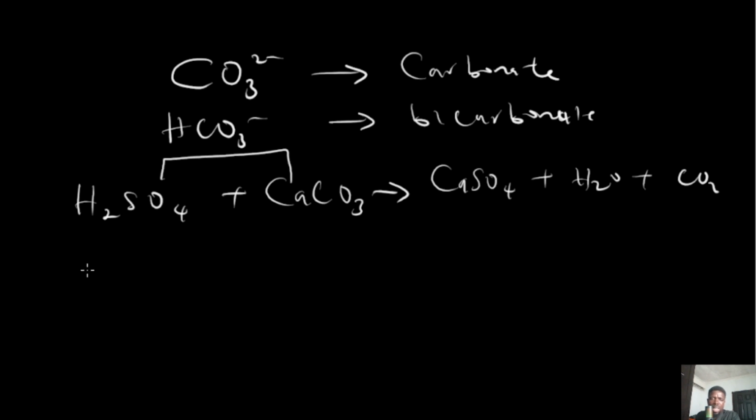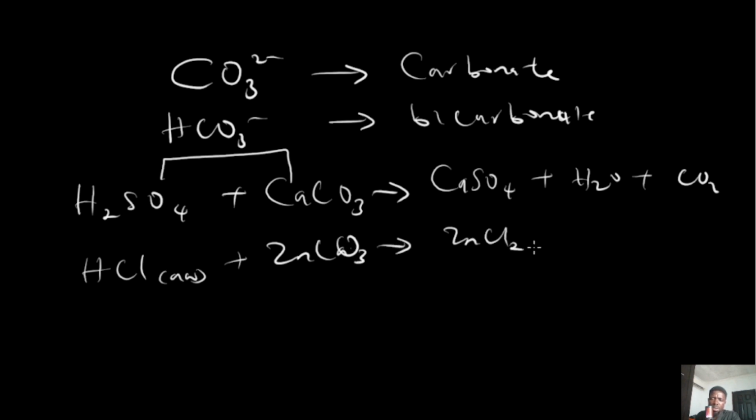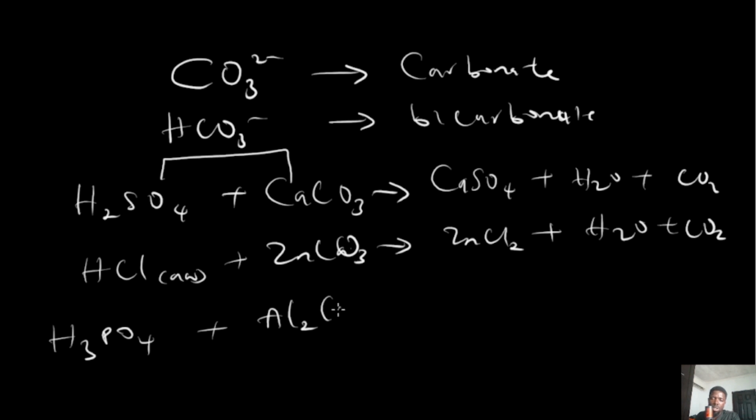If, for instance, it was HCl, hydrochloric acid, and zinc carbonate, same thing. Zn collects Cl to form this. Then you just put your water and CO2. You can balance out later. If you have any other acid, H3PO4, reacting with maybe aluminium carbonate, Al2(CO3)3, you are going to have aluminium phosphate produced plus water and then CO2.